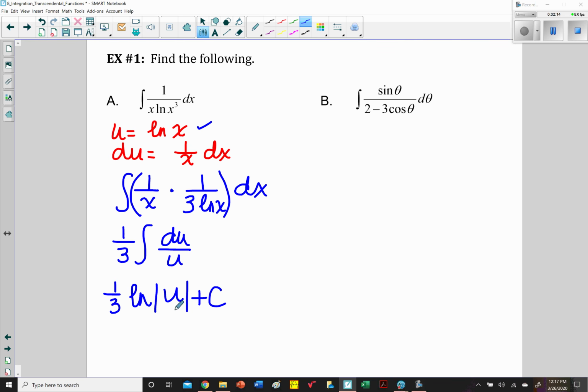But our u was a natural log, which makes our indefinite integral 1/3 natural log absolute value natural log of x plus a constant.